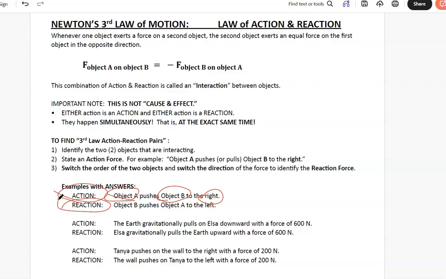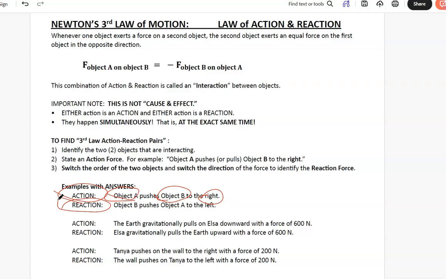The action is the Earth's gravitational pull on Elsa downward with a force of 600 newtons. That's a fancy way of saying Elsa's weight is 600 newtons. All right. The Earth pulls down on Elsa from the gravity. Well, something you might not have realized is that when that happens, you are also pulling on the Earth straight up with exactly the same amount of force, in this case of 600 newtons.